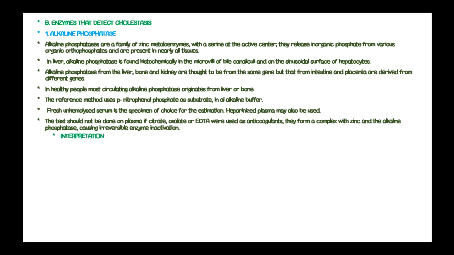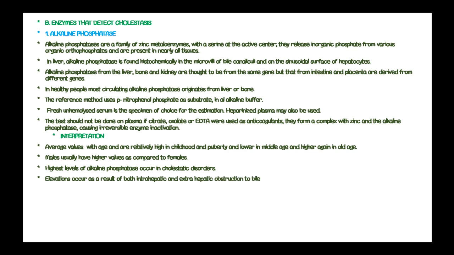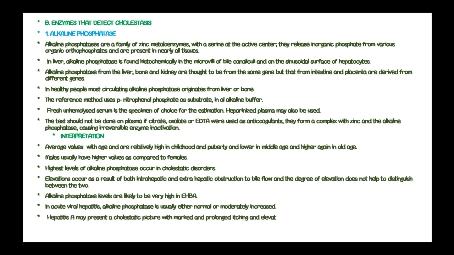In the interpretation of alkaline phosphatase results, average values with age are relatively high in childhood and puberty, lower in middle age, and higher again in old age. They start very high, then come to lower, then become elevated. Males usually have higher values as compared to females, and the highest levels of alkaline phosphatase occur in cholestatic disorders. Take note of that. Elevations occur as a result of both intrahepatic and extrahepatic obstruction of bile flow, and the degree of elevation does not help to distinguish between these two. Alkaline phosphatase levels are likely to be very high in extrahepatic biliary atresia. In acute viral hepatitis, alkaline phosphatases are either normal or moderately increased. Hepatitis A may present as a cholestatic picture with marked and prolonged itching and elevation of alkaline phosphatases.